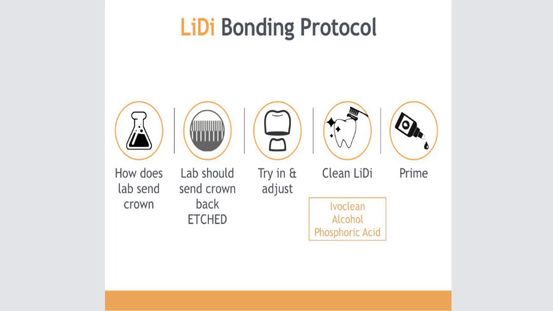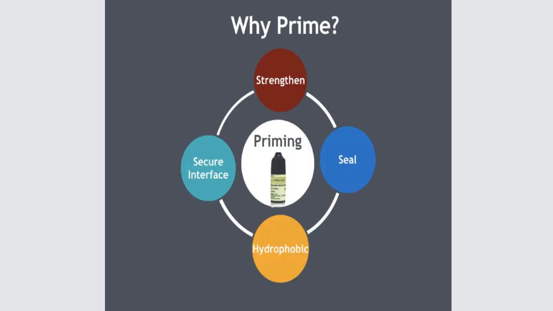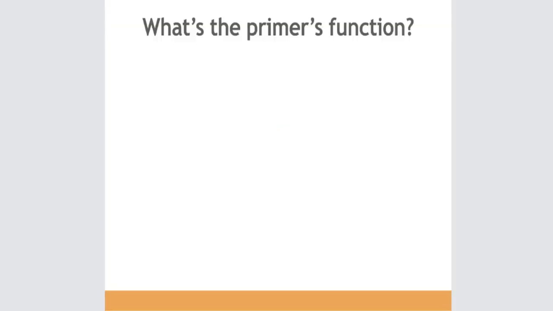All right, so why do we need to prime? Priming is a very important part because it strengthens and seals, and it creates a hydrophobic, resin-loving environment, and then you get this secure interface when you prime. So priming is a really important aspect, and it's amazing to me how many clinicians really don't understand that you have to prime your substrate before you use your resin cement.